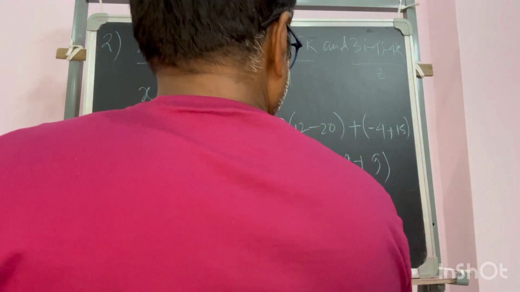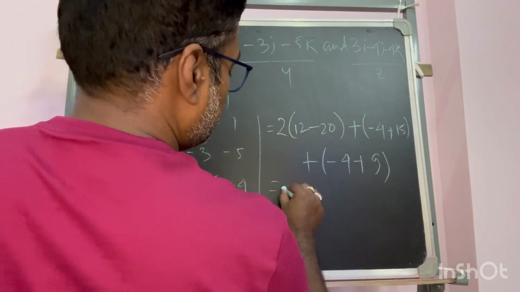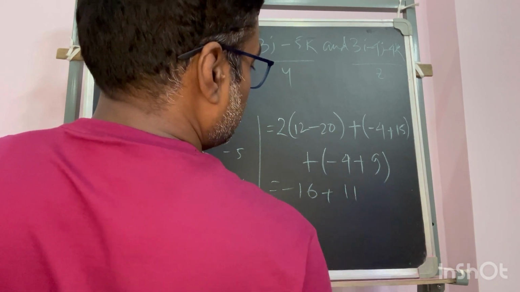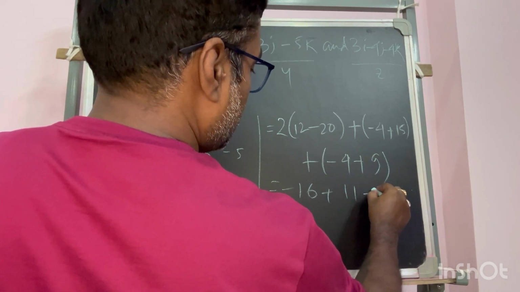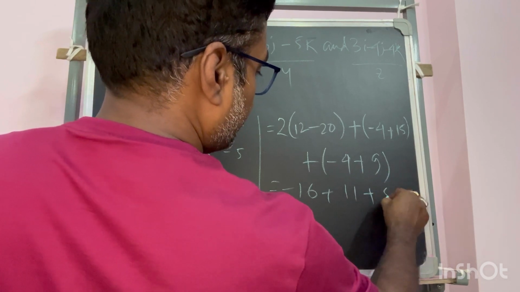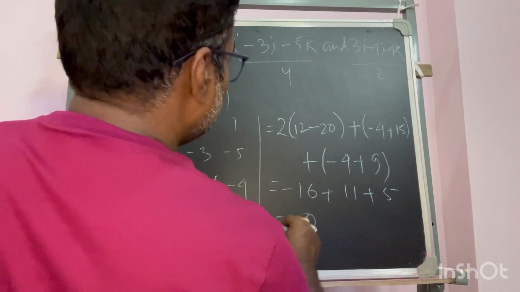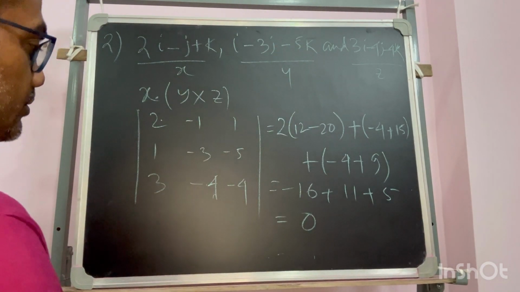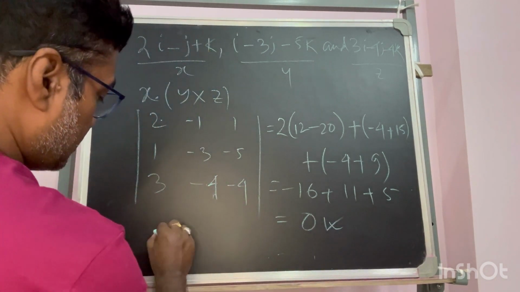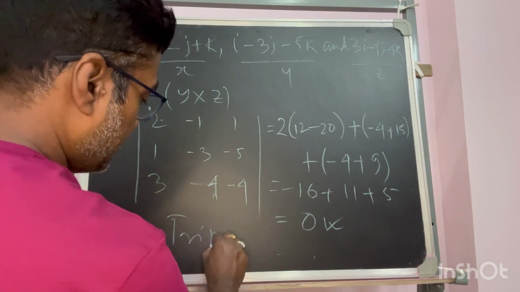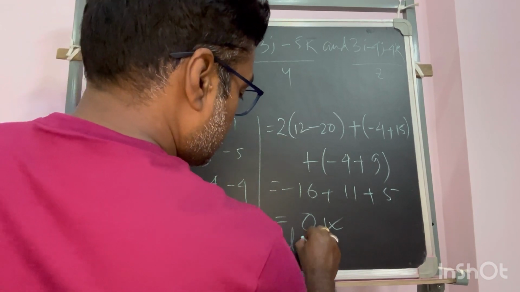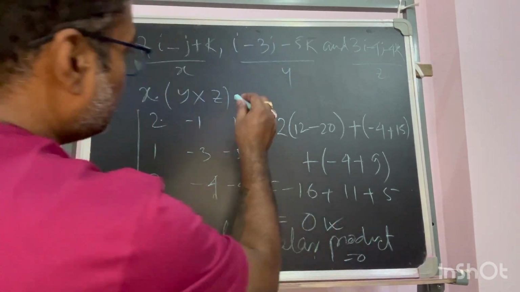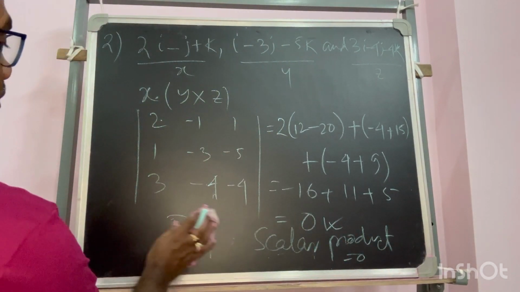So ultimately the value will be minus 8 minus 16, this will be 11 plus 11, and the last one is plus 5. So now you see the value becomes 0. So these vectors are coplanar. So we have proved if the triple scalar product is 0, then these are coplanar. So this is the end of the coplanarity.